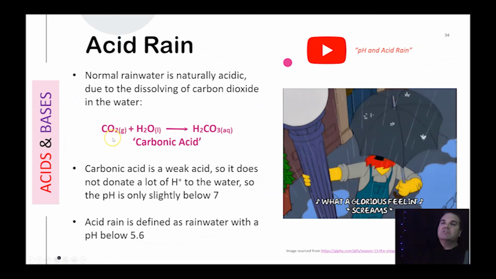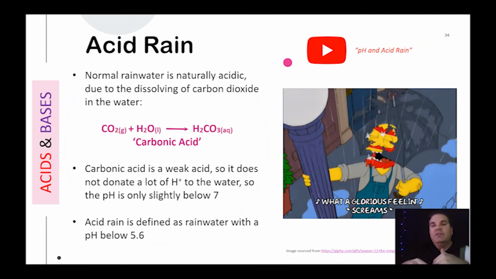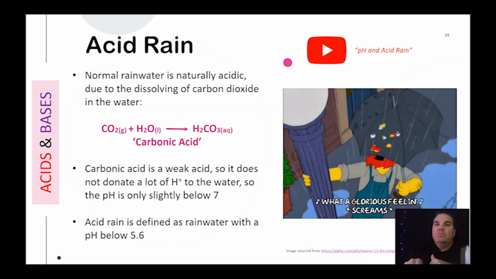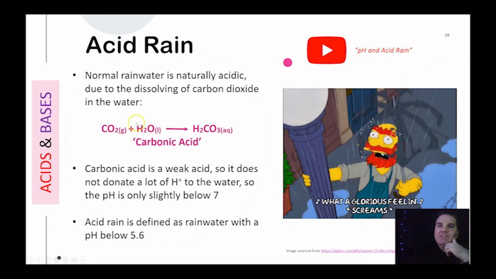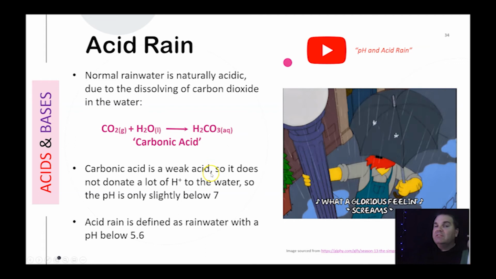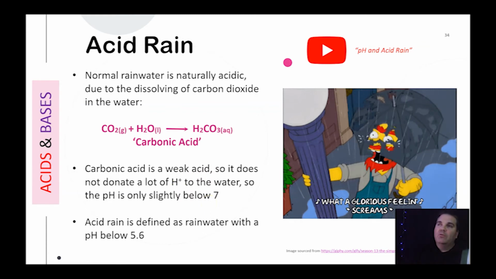Carbon dioxide is an acidic oxide. We've had a look at acidic oxides a couple of videos ago. Because it's a non-metal oxide, when it dissolves in water, it forms an acid. However, it forms an organic acid, which is a weak acid. So here's the equation. When carbon dioxide dissolves in water, it forms carbonic acid. It's a weak acid, so it doesn't donate a lot of H+ to the water, so the pH is only slightly below 7. What we talk about when we're talking about acid rain is rain with a pH below 5.6. That's a really important definition for you to know.